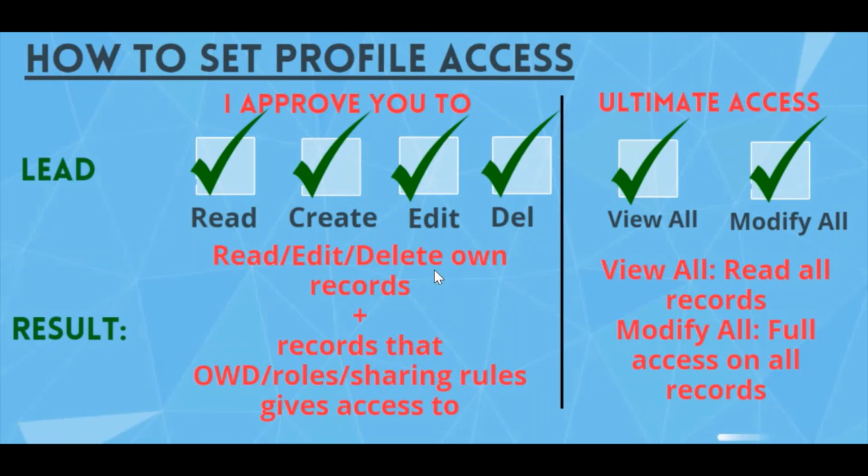Now, ultimate access basically overrides all the sharing rules. If I click on view all, then I will be able to see all the records in the system no matter what. OWD private usually says that I cannot see the records which are owned by others. But if I click on view all here, it will override OWD and let me see all the records. Whenever I select modify all, it will override all the sharing rules and let me read, edit and delete all the records in the system, mine and others.